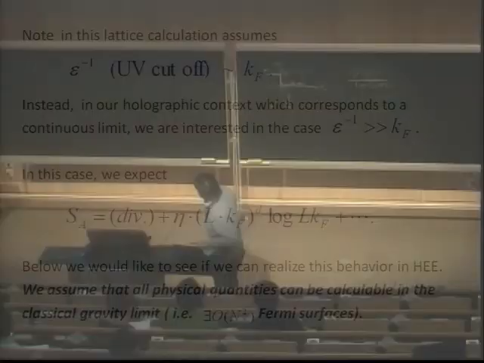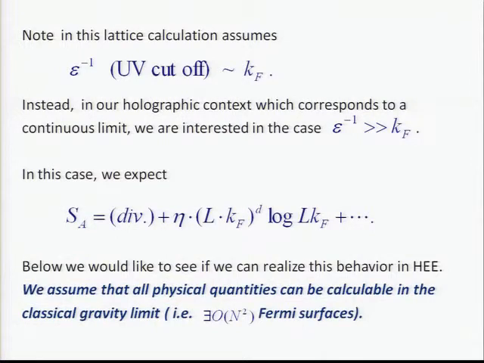But this kind of calculation is really condensed matter: everything is made from lattices, so they are assuming that the UV cutoff is of the same order as the Fermi energy. Assuming this finite size of the Fermi surface means exactly this condition. This is something we don't want. We are actually interested in the case where the UV cutoff scale is much larger than the Fermi energy.